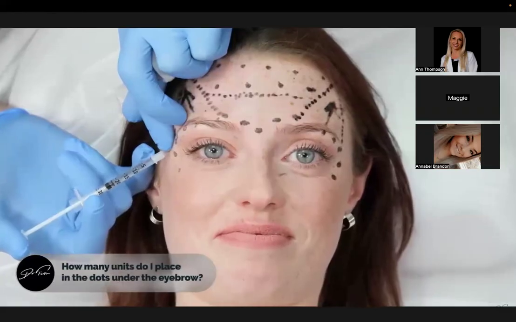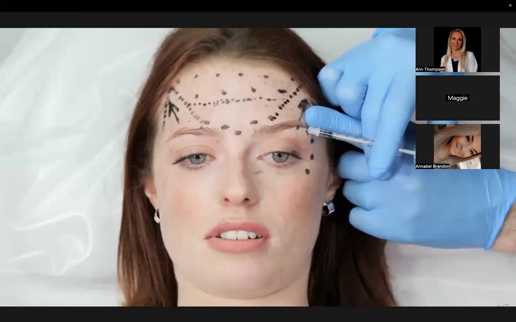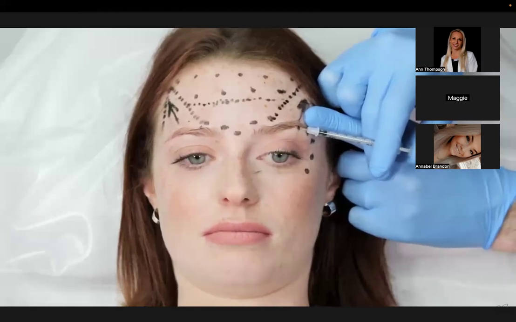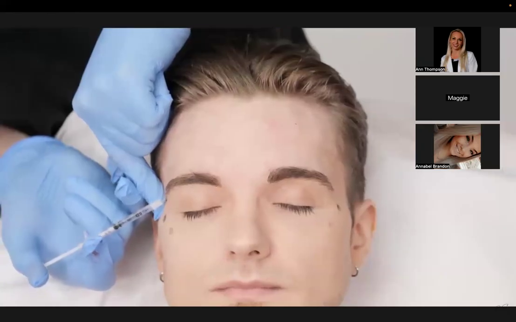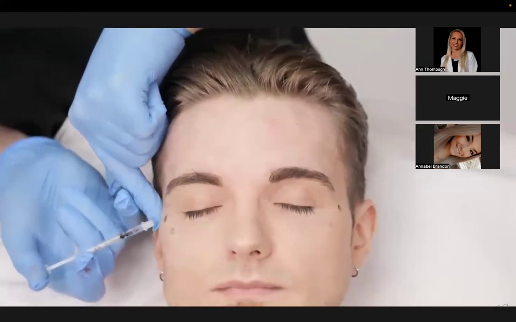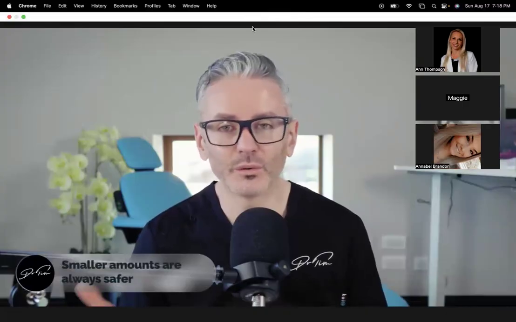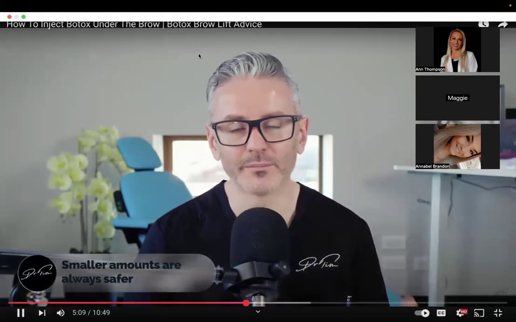Another question that we got many times was, how many units do I like to place in the dots underneath the eyebrow? I find it really helpful using just a 1-unit dose, and this is enough to get a difference. I'm not necessarily trying to paralyze the bulk of the muscle. I just want to affect those fibers that are pulling the eyebrow down. This is also a safer amount. It's a bit like, to go back to our analogy, using less ketchup. You're just less likely to get an inadvertent mess. So small amounts, wherever you can use them, are always safer. As a general rule of thumb, the dose response curve is less likely to cause you a problem. So that's why I use 1 unit.